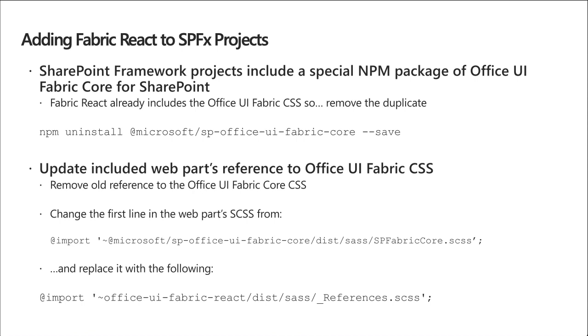I'm then going to update the included web part's reference to the Office UI Fabric CSS. I'm going to remove the old reference to the Office UI Fabric Core CSS. I'm going to change the first line in the web part's SASS file from what you see here to the one that's inside of the Office UI Fabric React package instead.